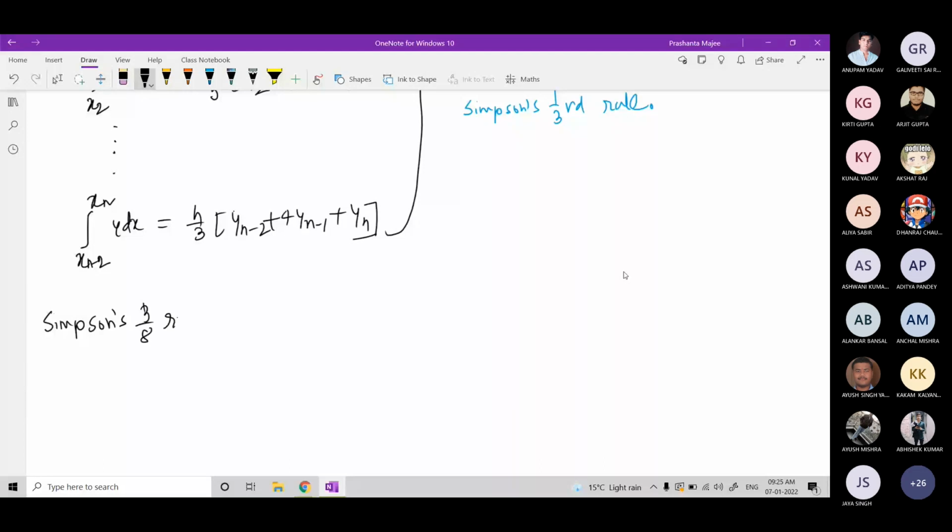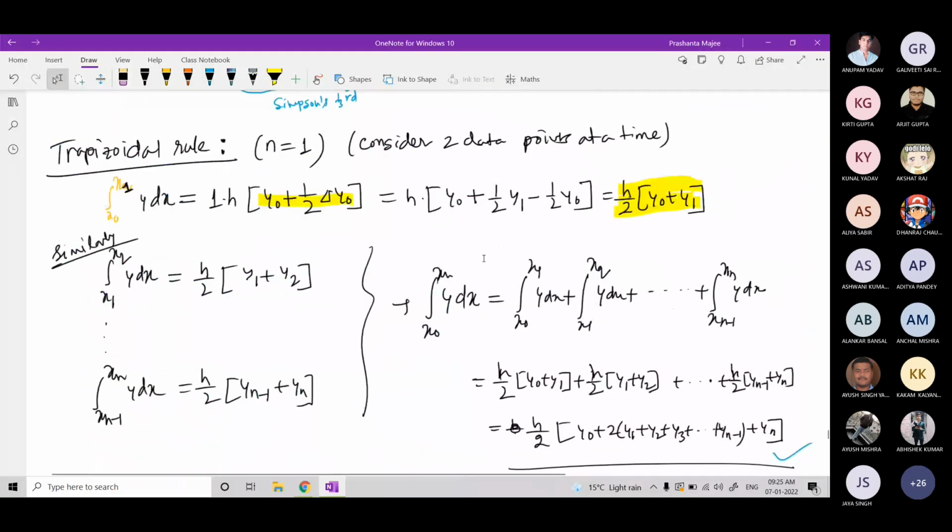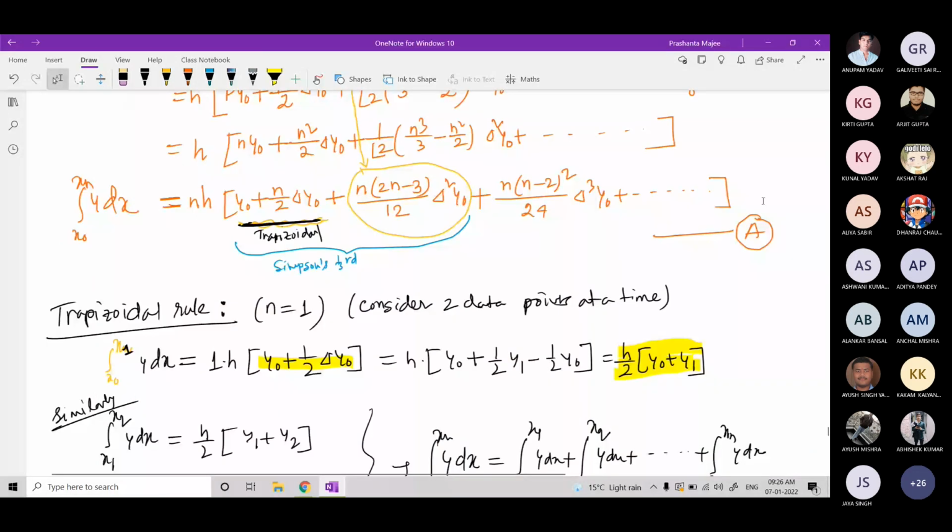Can you tell me, do you see the pattern? How do we get Simpson's 3/8 rule? If you put n equals 3, so basically for n equals 3, how many data points are you considering together? 4 data points: x0, y0, x1, y1, x2, y2, and x3, y3. If you consider these 4 data together, then you will get a cubic polynomial. Then you integrate that, and you will get Simpson's 3/8 rule.